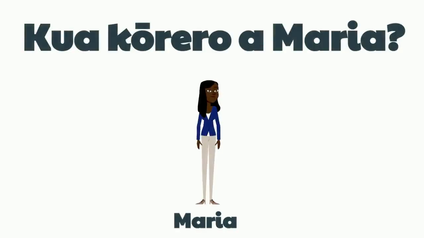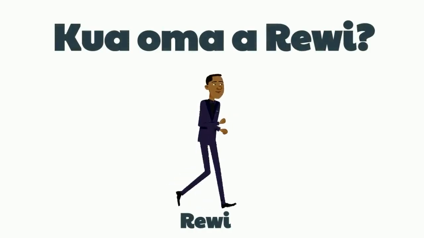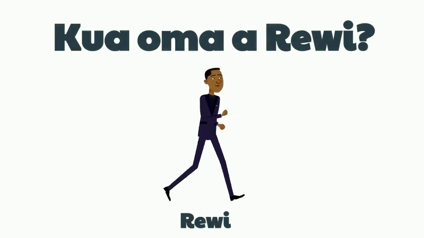Finally, we can create questions with a simple change in inflection. Kua kōrero a Maria? Has Maria spoken? Kua oma a Rewi? Has Rewi run?